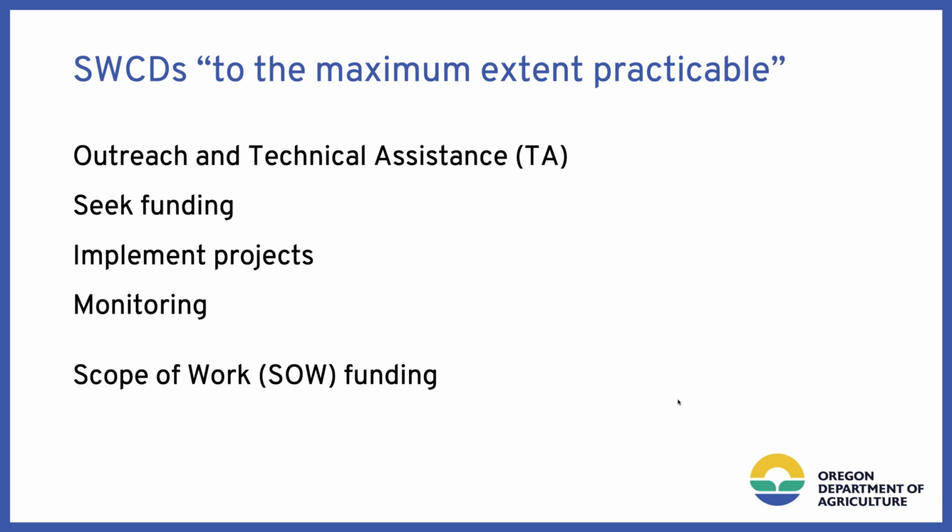Every 2 years, your regional water quality specialist works with your soil and water conservation district to figure out what you guys are wanting to spend the scope of work funding on. Remembering that the purpose of scope of work funding is to help implement the Ag Water Quality Plan and to prevent and control water pollution from ag activities. Any questions?